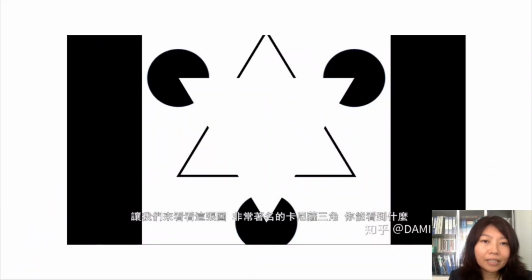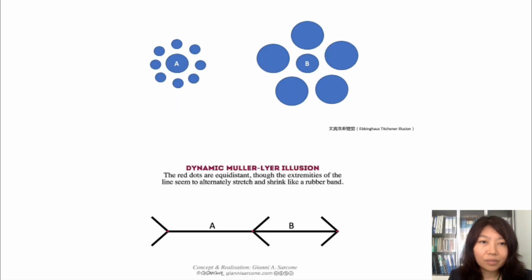And similarly here, you may see 2 triangles or even more, but in reality they do not exist. It is our brain that is working and drawing the triangles. And similarly here, we probably think that circle A and circle B are different, that A is bigger, but they are the same. And here line A seems longer than line B, but they are the same.